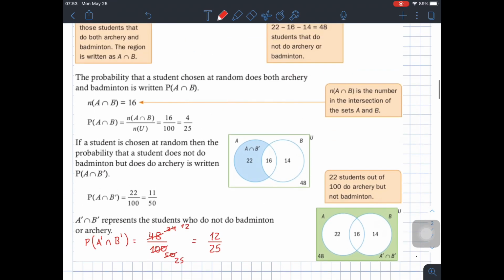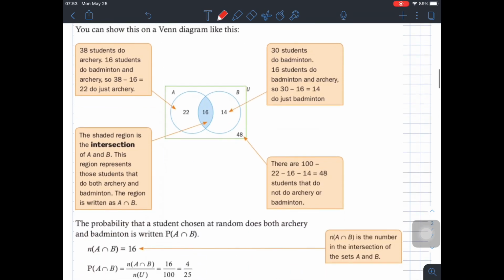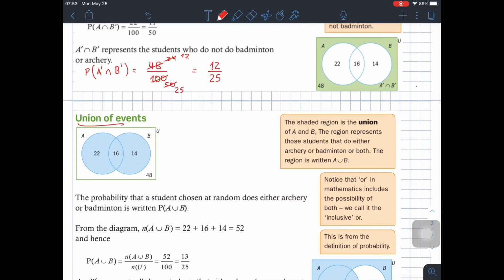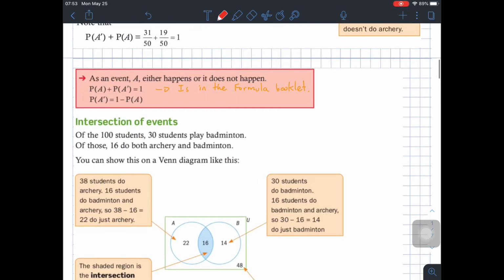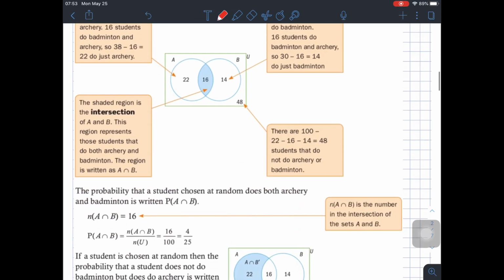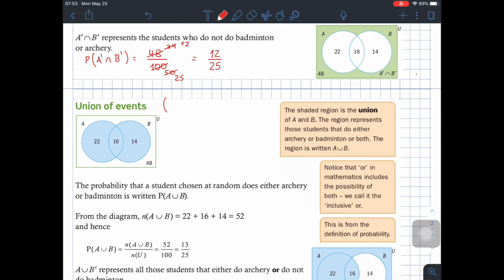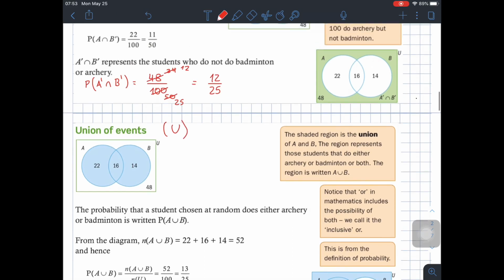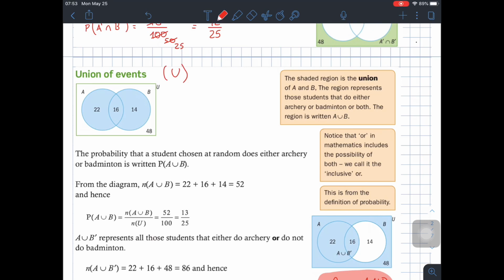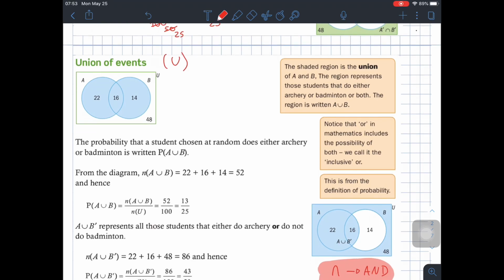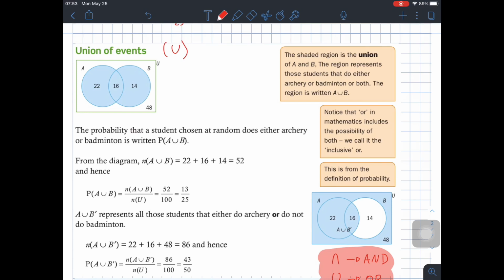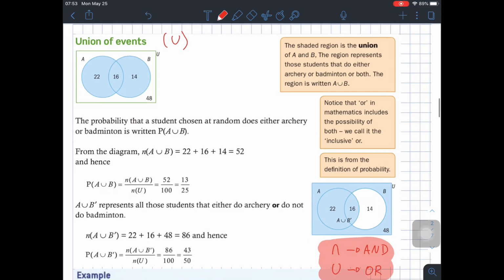Okay? So that's it for intersection of events. Then we're going to see union of events. So remember, intersection is the ∩, right? And union, what we're going to see now, is the ∪. Okay, so it says union of events. The shaded region is the union of A and B. So when we talk about union, we're talking about all of this region. The region represents those students that do either archery or badminton or both. The region is written as A union B.